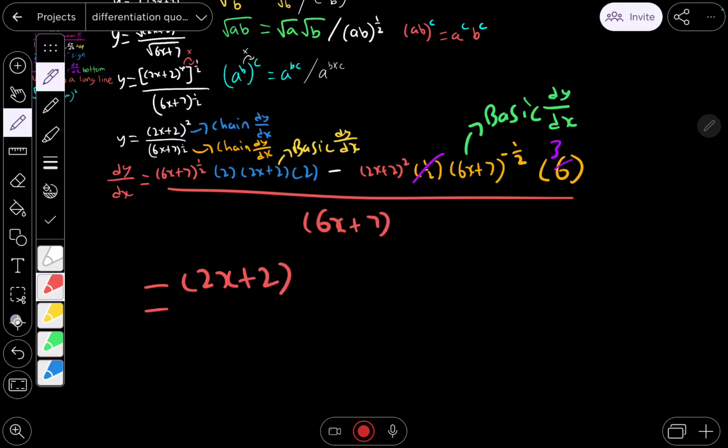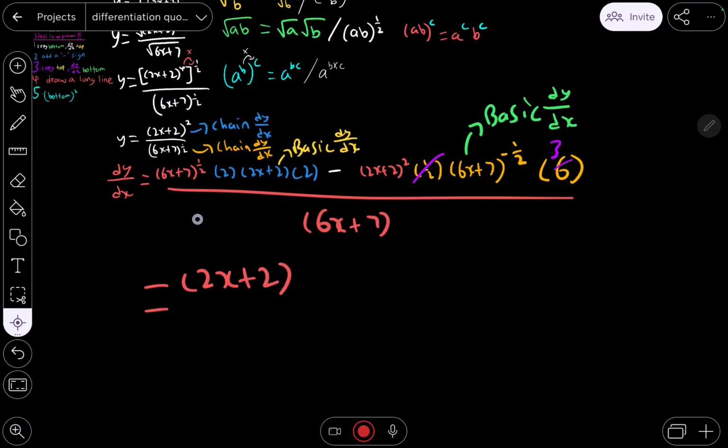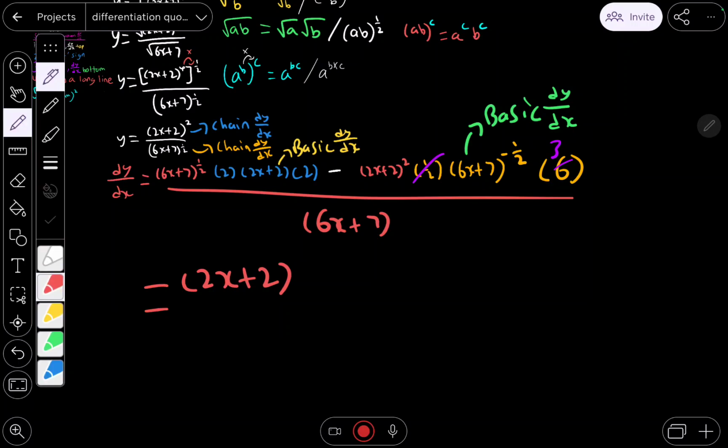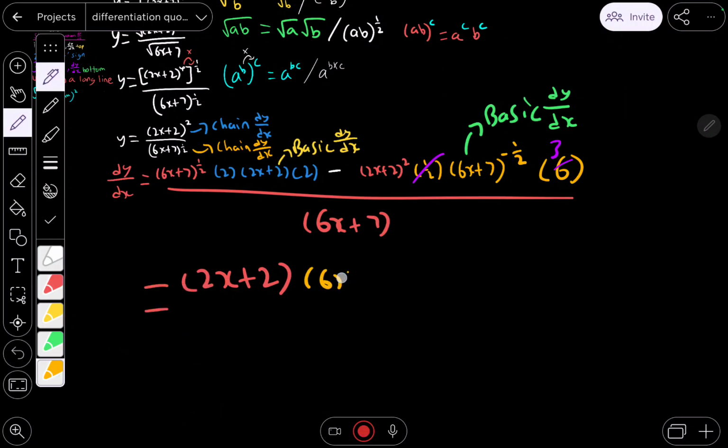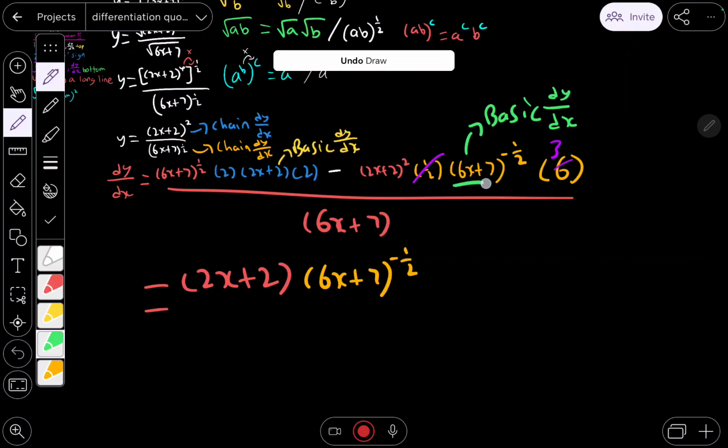Now this is the part. 6x plus 7 to the power of half and 6x plus 7 to the power of negative half. What will I take? Remember, always take the lowest one. So indeed, I will take 6x plus 7 to the power of minus half. But I realized something. I will highlight this for you so you will know what I'm talking about. The basic differentiation. Which one is the basic? Which one is the chain? Whatever, you know.